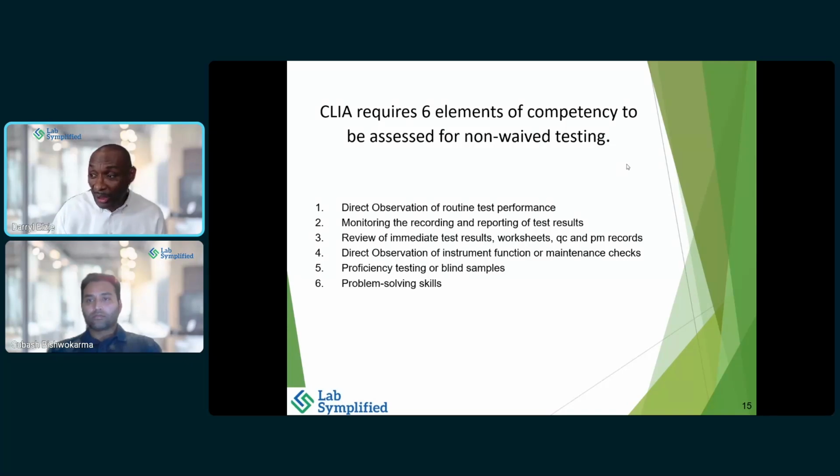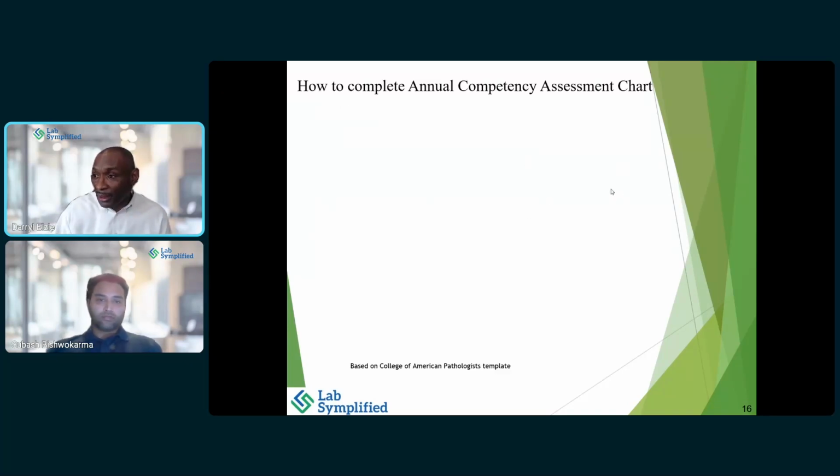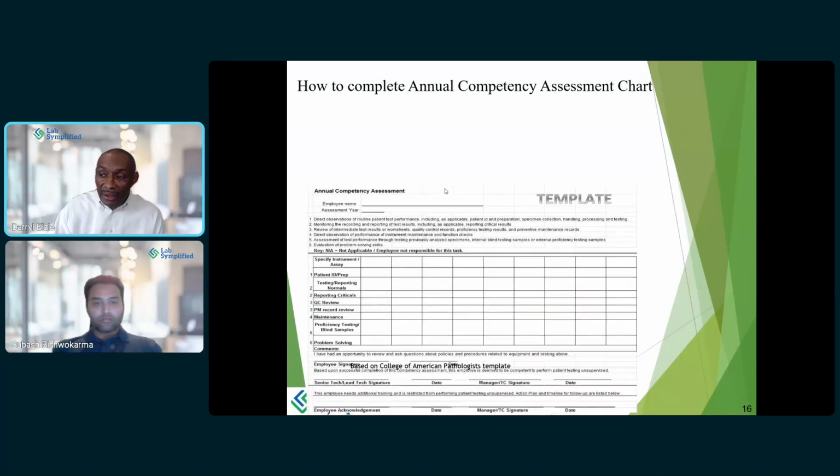Why? Because it's one we always get hung up on. So how do you complete an annual competency assessment chart? Now, I got this from the CAP. I've done many inspections for them. This is the easy one. It's off of a spreadsheet.